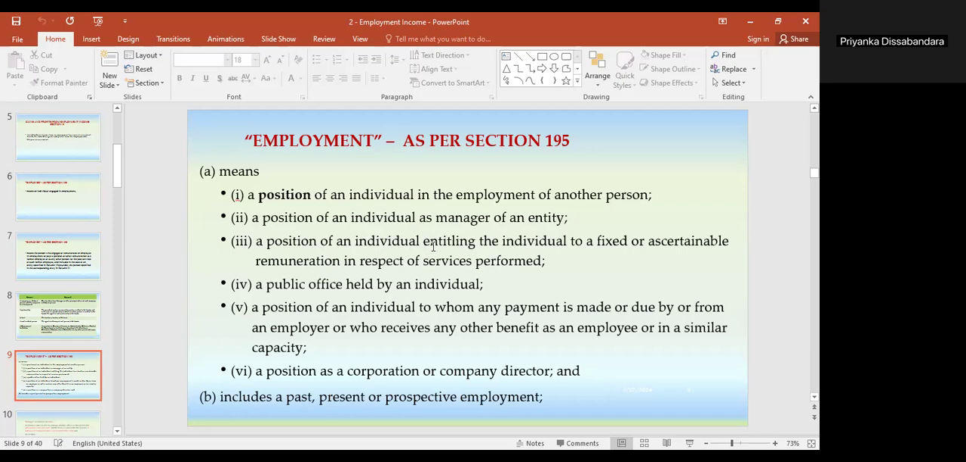A position of an individual entitling the individual to a fixed or ascertainable remuneration in respect of services performed. That means there should be a fixed remuneration. A public office held by an individual. A position of an individual to whom any payment is made or due by or from an employer or who receives any other benefits as an employee, then a position as a corporation or company director.